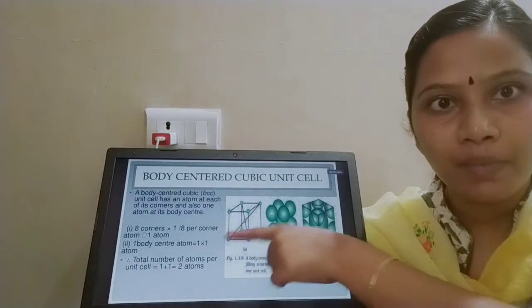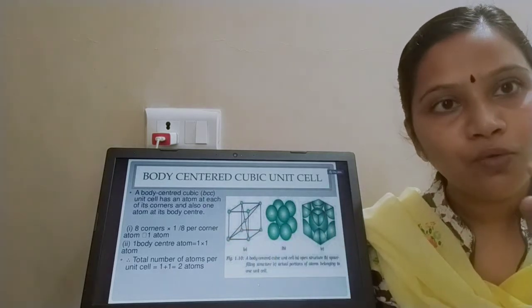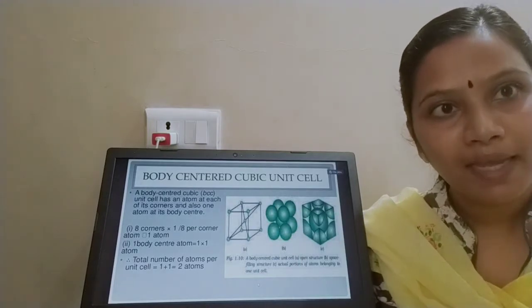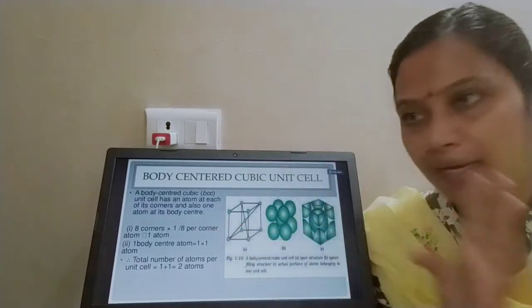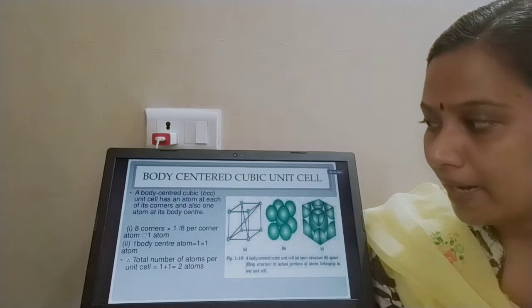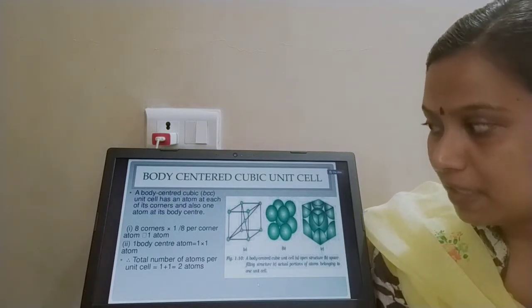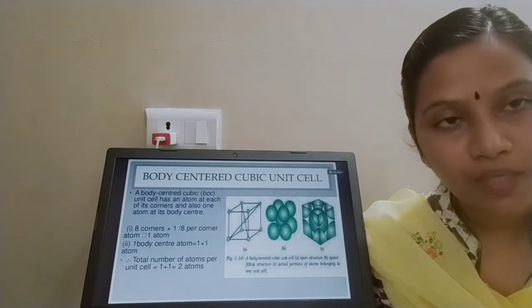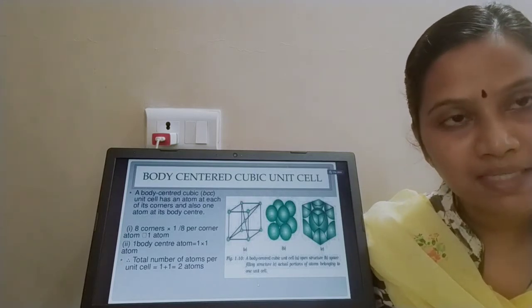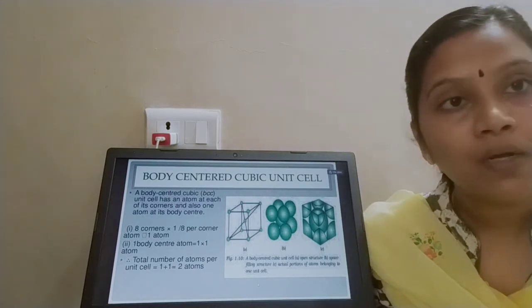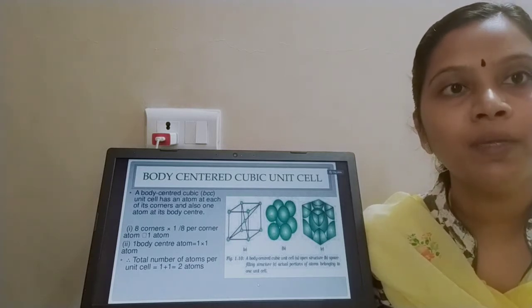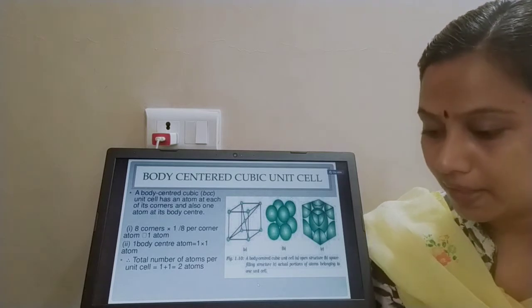You know how we obtained this one? 8 into 1 by 8 into 1. Okay. So, 8 into 1 by 8 is 1. So, 1 into 1 atom. So, the total number of atoms per unit cell is equal to 1 plus 1, that is 2 atoms. So, what is the total number of atoms present in BCC? It is going to be 2. What is the total number of atoms present in the primitive cubic cell? It is 1. Okay, done.